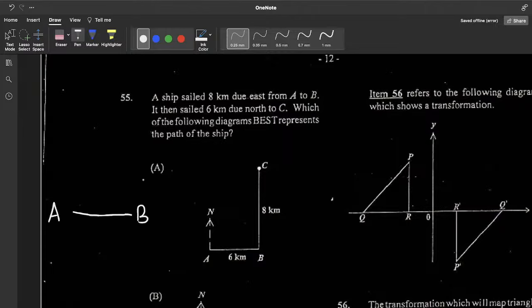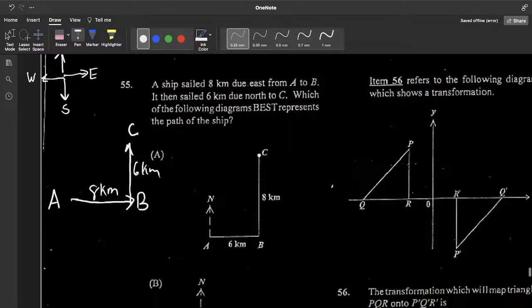So A to B, and remember, I went east. Okay, so let's say this was north. So never eat shredded wheat: north, east, south, west. So I went from A to B, which was this direction. How far was that? Due east would be 8 kilometers. And then from B, where did I go? I sailed 6 kilometers due north. So from B, I went due north, which is directly up. So this here represents where C is, and that's 6 kilometers.